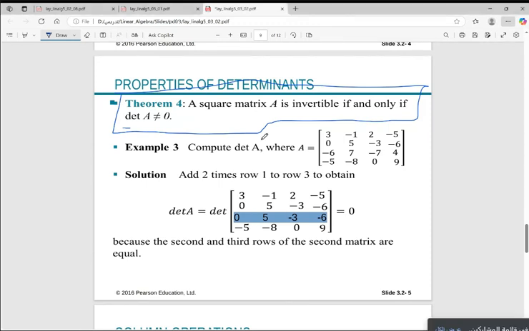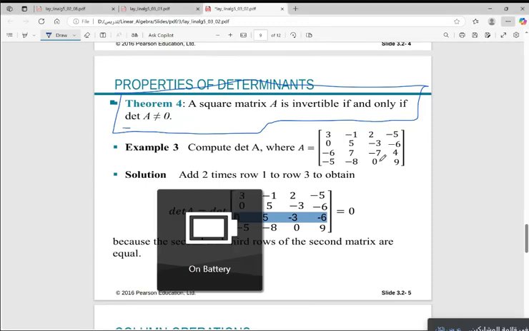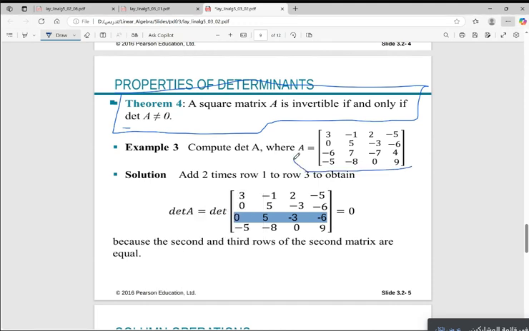Let's see an example of computing determinant. This is our matrix. This is given to us, and we are asked to compute its determinant.